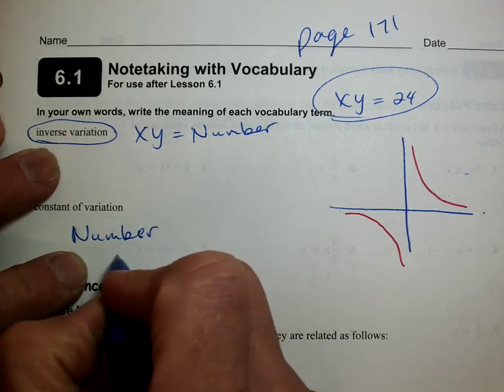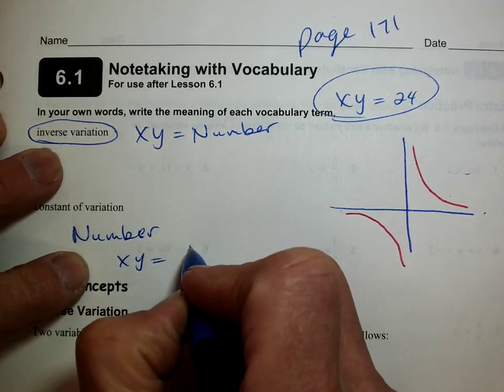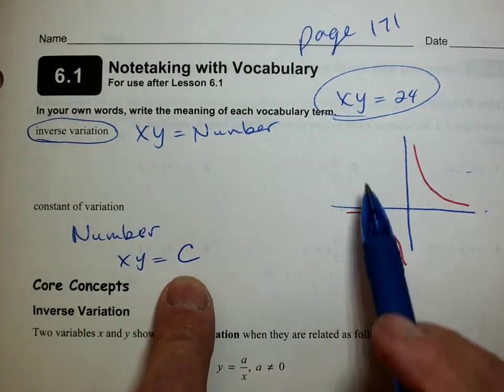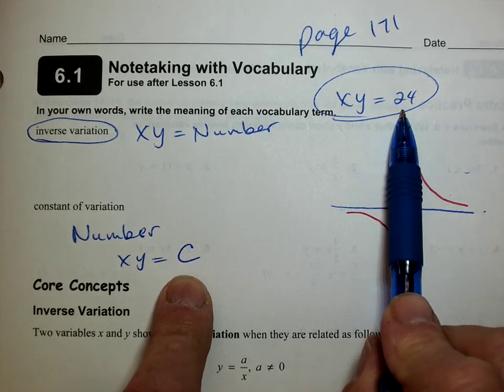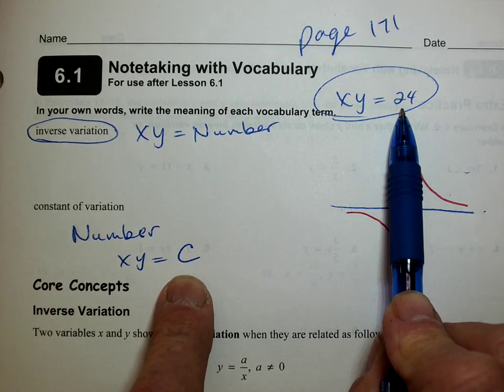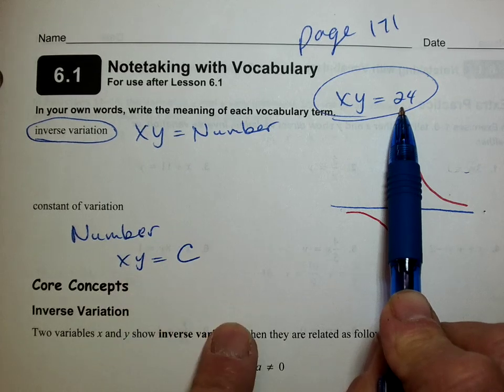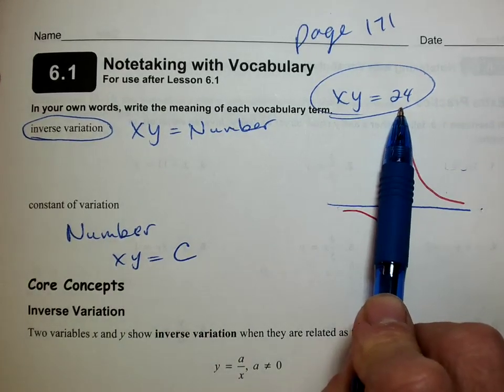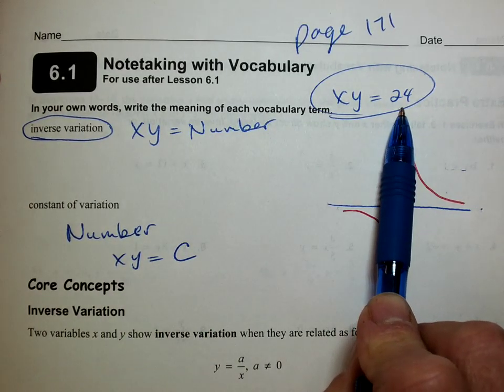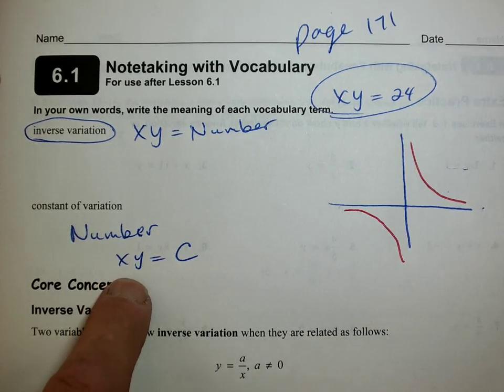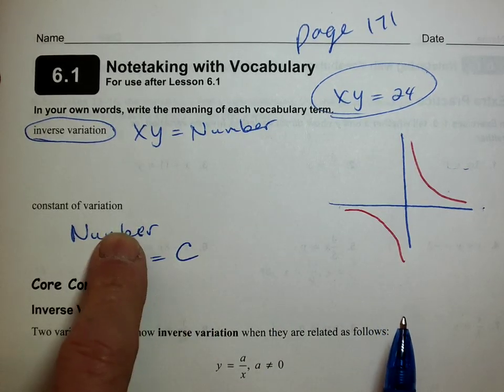Now, the constant of variation is just simply that number. If we had x times y equals, we can call it c. In this case, our constant of variation was 24. Whatever number they multiply to make is the constant of variation. It's as easy as that. So if you see an equation that has xy equals a number, it's an inverse variation.